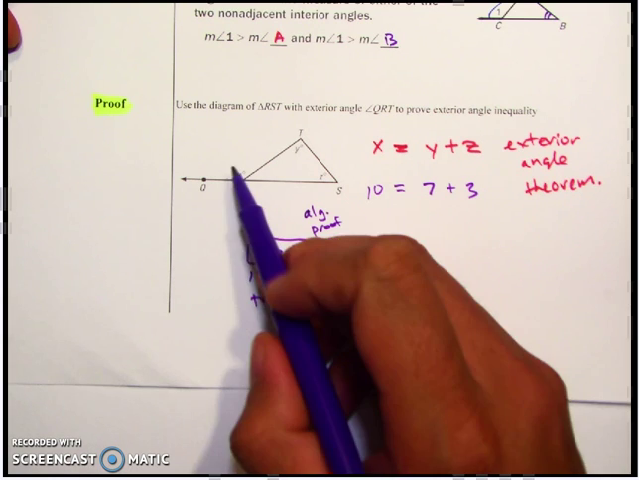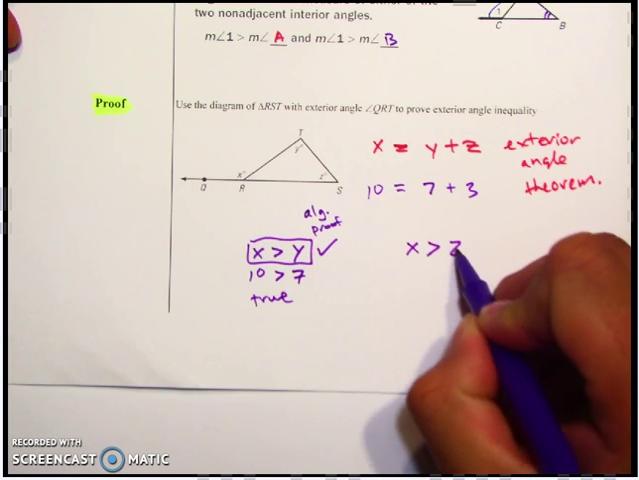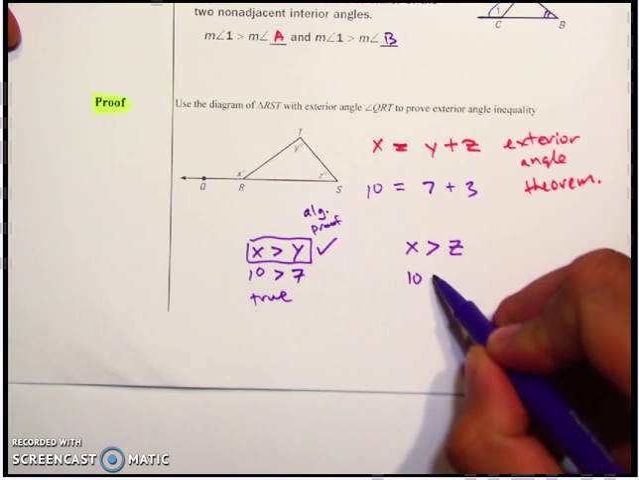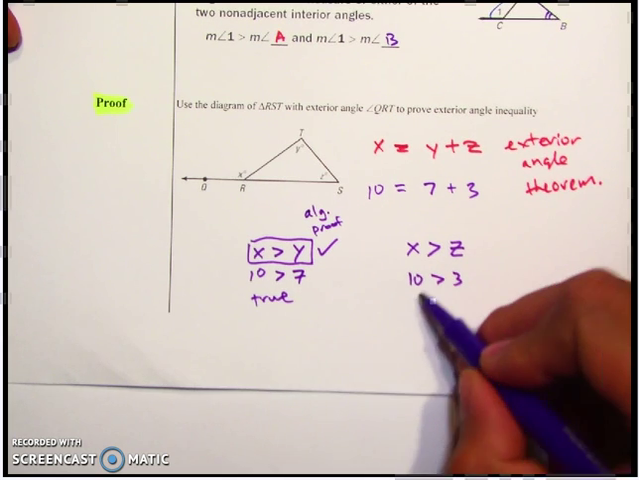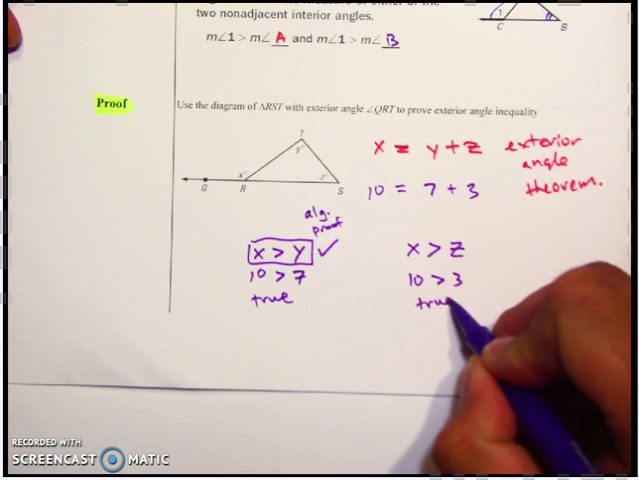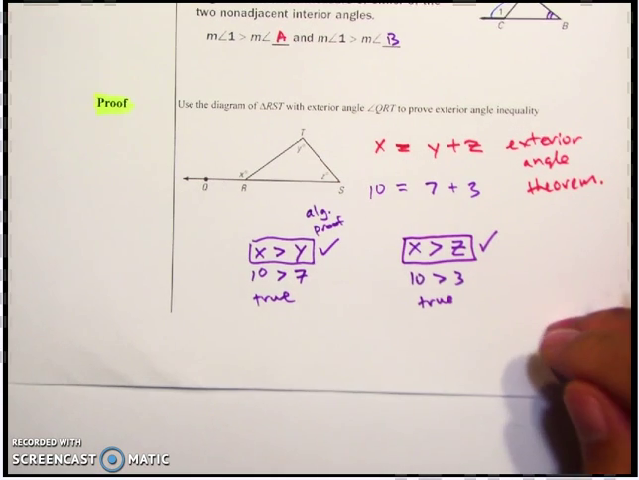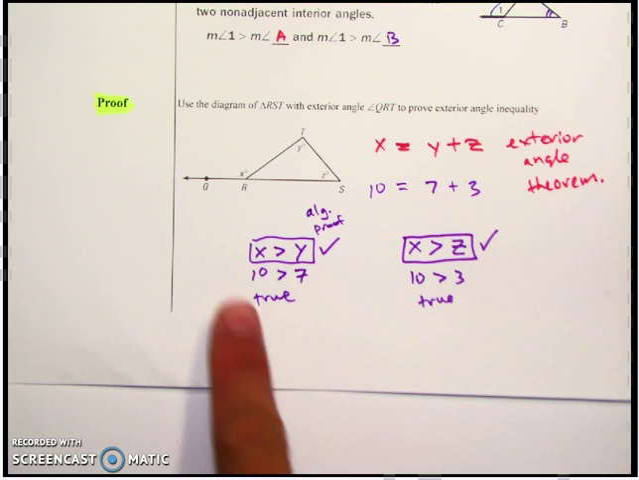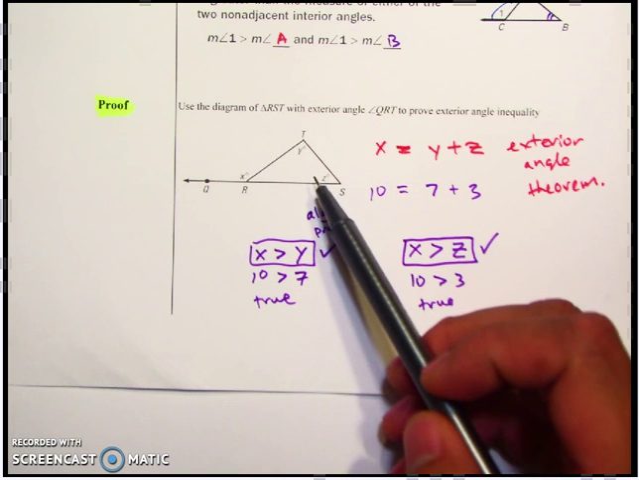Let's do the other one. X compared to Z. They say that X has to be greater than Z. Well, let's see the X here 10. And the Z here 3. And yeah, this is true. 10 greater than 3, so this is a true statement. And there you go. That's how you can prove that it's true that the outside is bigger than the inside angle of these two. Okay?